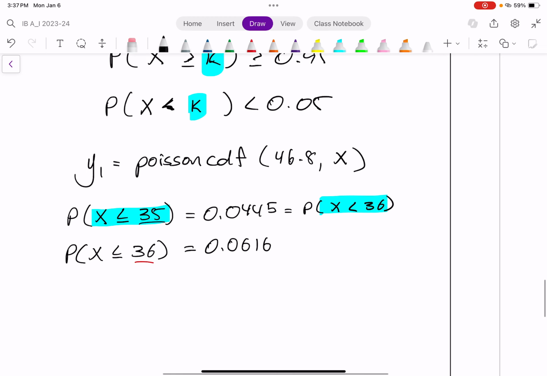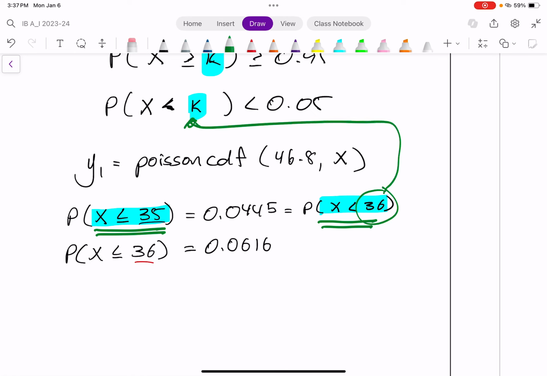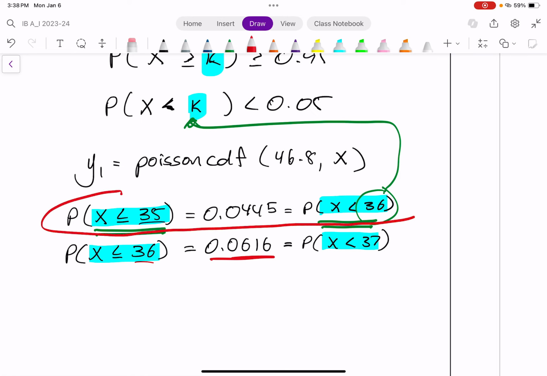And so just keep in mind right here, this value here of x less than or equal to 35 is the same as the probability of x being just less than 36, which means that's the answer we want, 36. Because if I look at the next one, that's the same as x being less than 37, right? Less than or equal to 36 is the same as x being less than 37 when we're dealing with whole values. That probability now is too big. And so this here is what we want to look at.